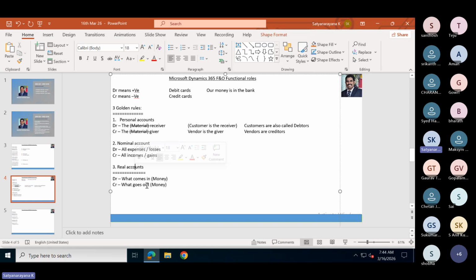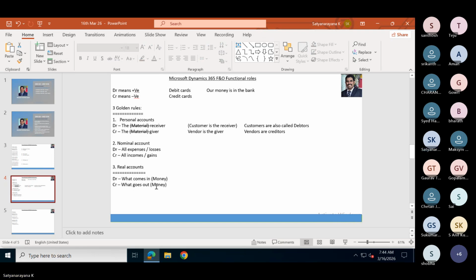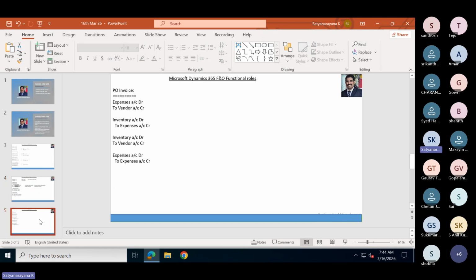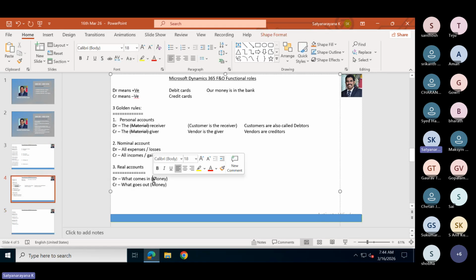See, real accounts means cash. I'm talking about only cash, not cash equivalents. So that is the reason it is cash or bank account debit, cash or bank account credit. Inventory is also a cash equivalent, because if you are selling, inventory will become cash, even fixed assets. So I'm saying real accounts are more about money, cash or bank.